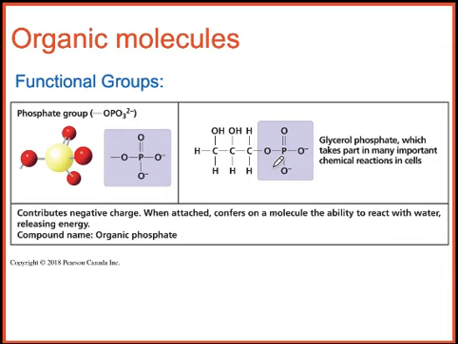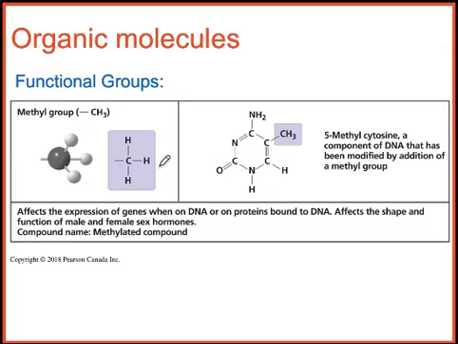Phosphates, okay? Here are our phosphate groups. So P and all these O's around. Notice it doesn't follow the octet rule. It's an exception to that octet rule. So here you have glycerol on the right. It's glycerol phosphate, which takes part in many important chemical reactions in the cells. We'll see them later on. Anything with phosphate should ring your bell for that.